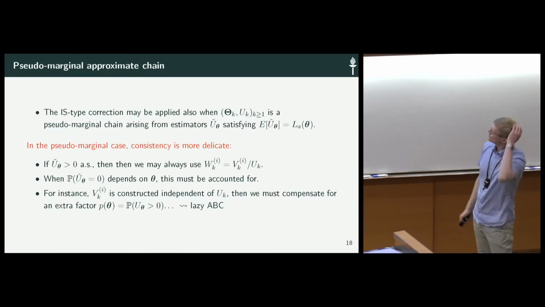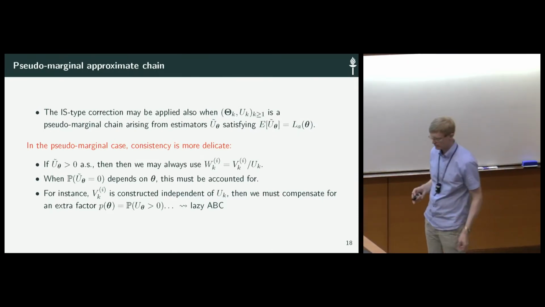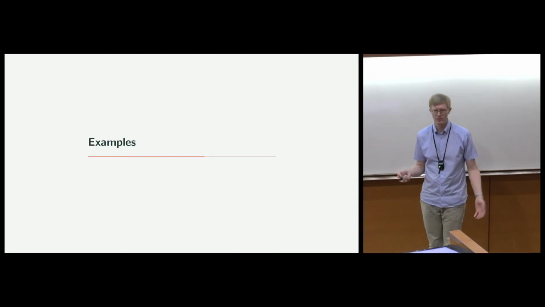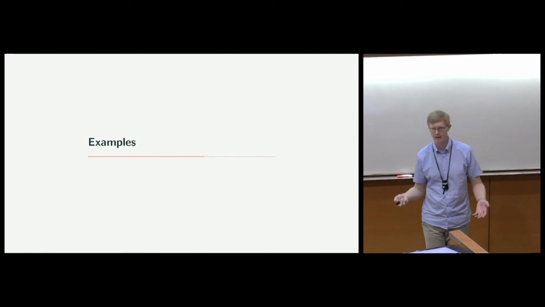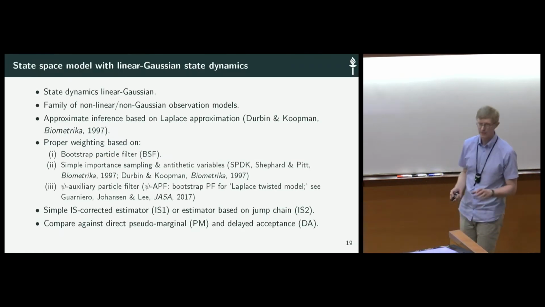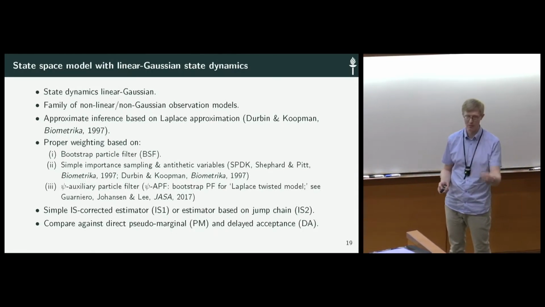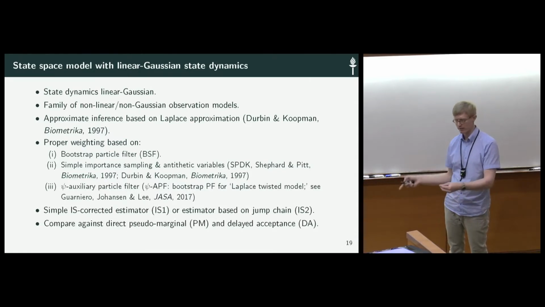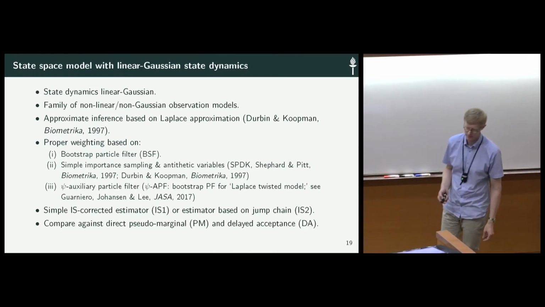Right, and this sort of connects to lazy ABC, if you know about that. So then, what are the examples where we tried this out, and also to give you an idea of when this is relevant. The first thing is basically the motivating part of my talk. It's Laplace approximations. It's a state space model, and you do particle filter correction, or you can do importance sampling or particle filter correction.